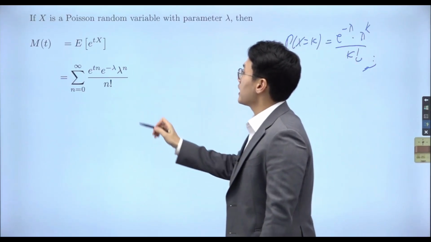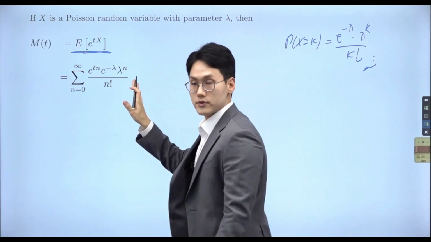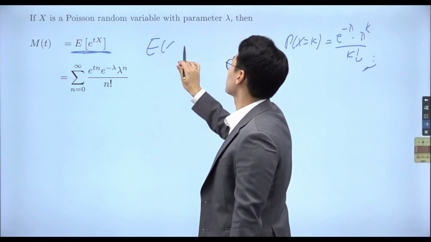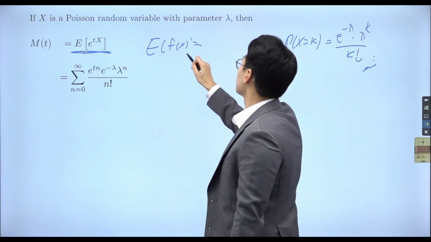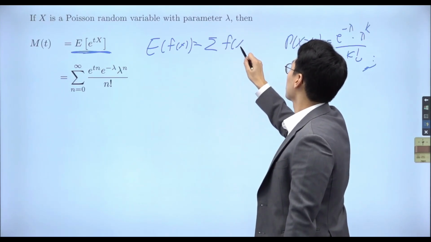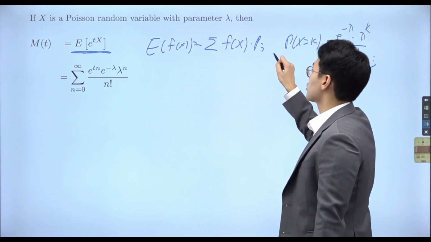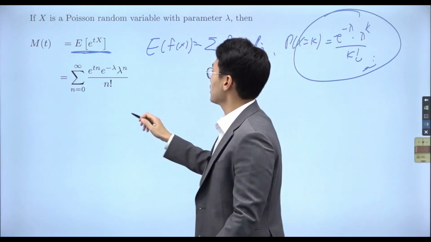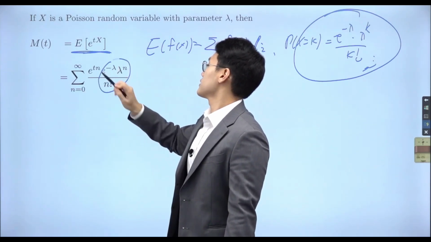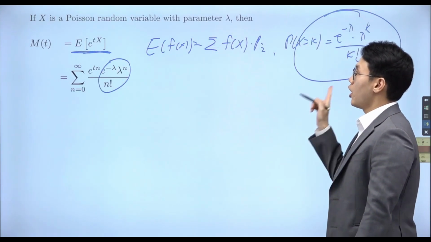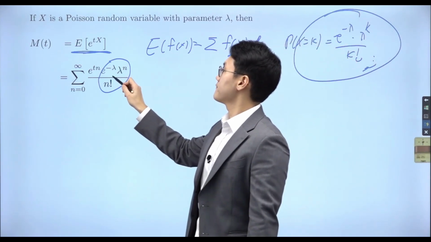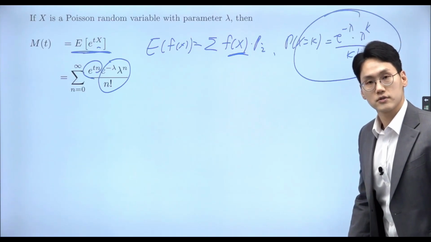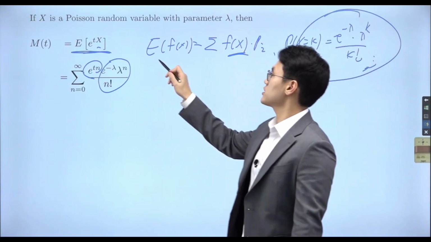No problem. So now, remember the expected value definition, the expected value of X. In fact, if I just put a function of X, it's just the sum of the function of the random variable times the probability distribution function. So that's what I'm doing. I already have my probability distribution function, e to the power of negative lambda times lambda to the power of n over n factorial. On top of that, I multiply my function here, which is e to the power of tn, according to the moment generating function for the discrete random variable.